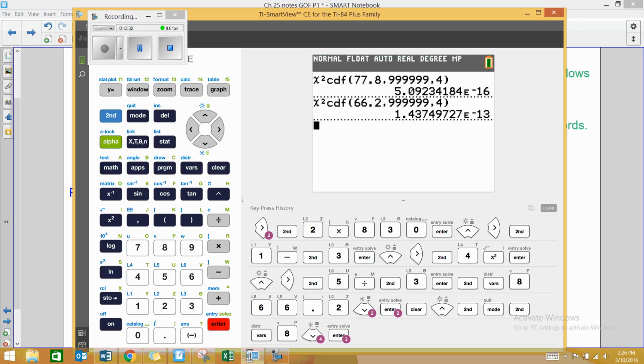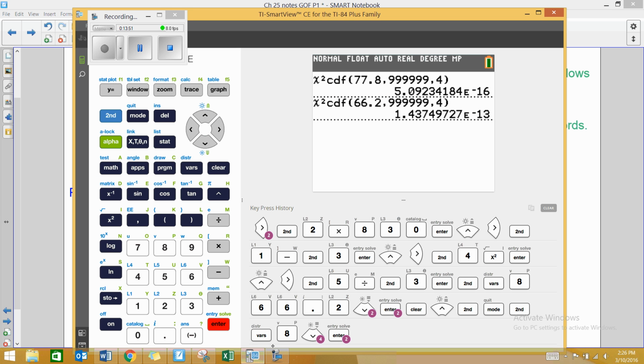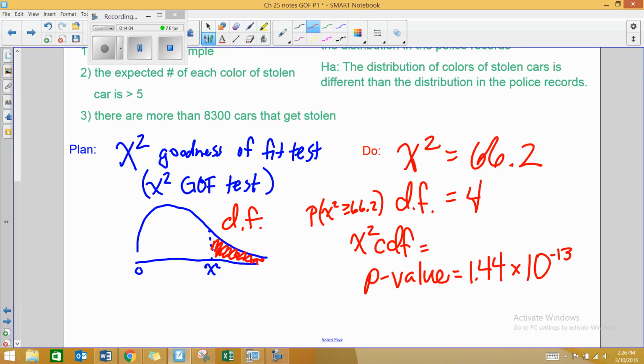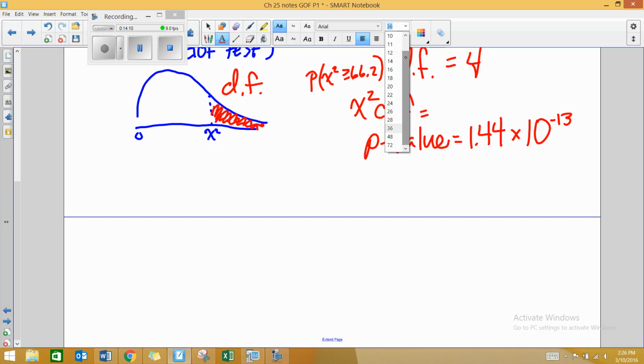and get our p-value. So we can see that that's pretty low. We've got 1.43 times 10 to the negative 13th power. So we'll go ahead and report that. We'll go ahead and round, 1.44 times 10 to the negative 13. So we're hopefully comfortable enough with p-values to know that that is very, very low. Now, that will lead us right into our conclusion.